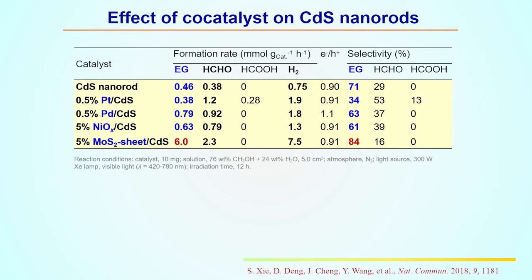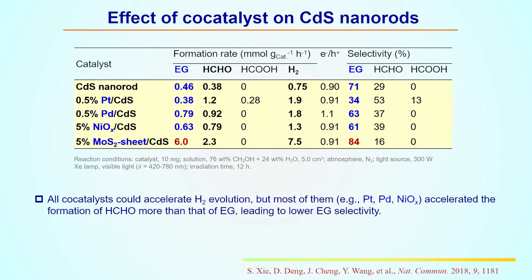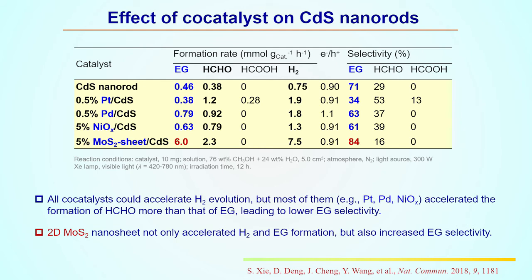To further increase the formation rate of ethylene glycol, we investigated the effect of co-catalysts. All these co-catalysts could accelerate the evolution of hydrogen, but most of them, for example, platinum, palladium, nickel oxide, accelerated the formation of formaldehyde more than that of ethylene glycol, leading to lower selectivity of ethylene glycol. It is unique that the two-dimensional molybdenum sulfide nanosheet not only accelerated the formation of hydrogen and ethylene glycol, but also increased the selectivity of ethylene glycol.